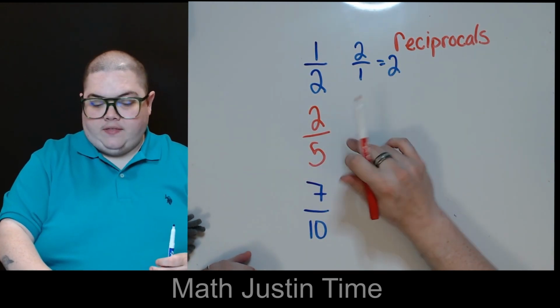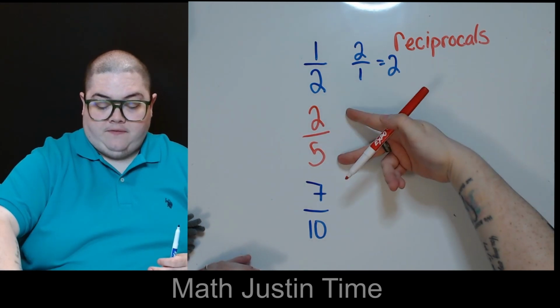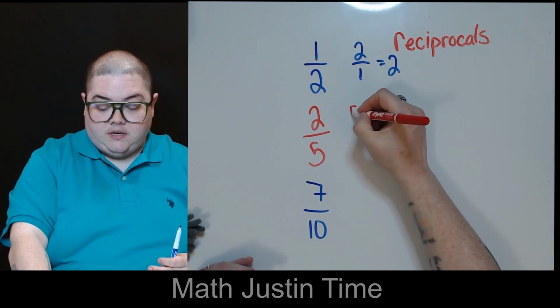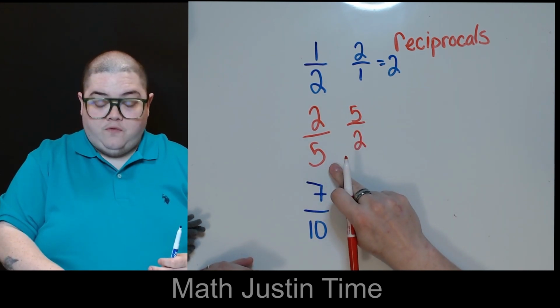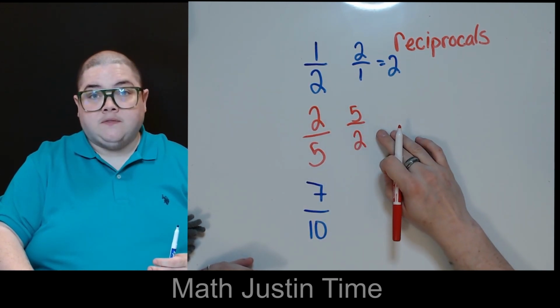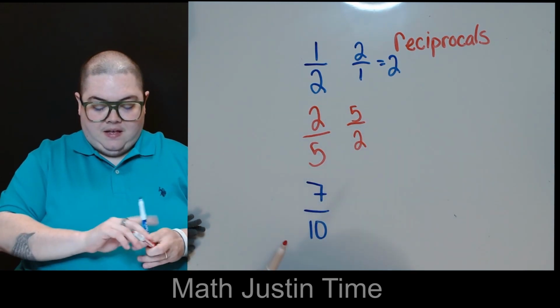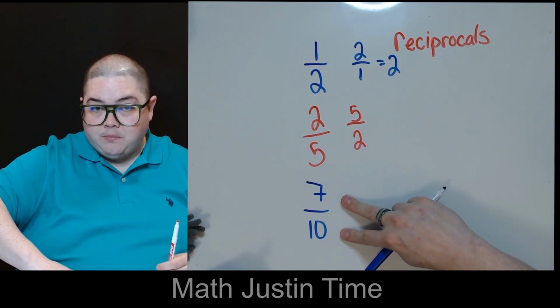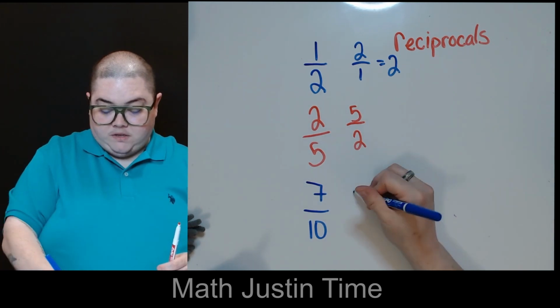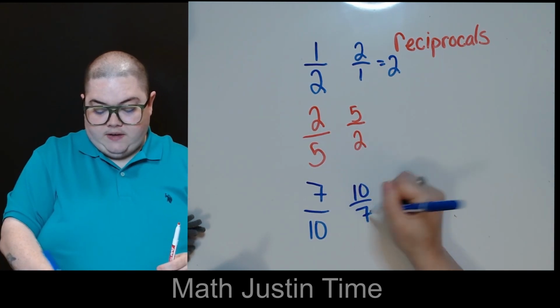What about 2/5? Well, if we take it and we flip it, the 5 comes on top and the 2 goes on bottom. So 2/5's reciprocal is 5/2. And this one, if we have 7 over 10 and we want to find its reciprocal, we're going to flip it. So we have 10 over 7.